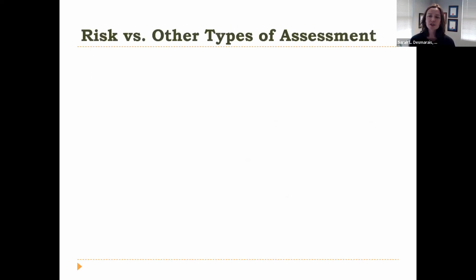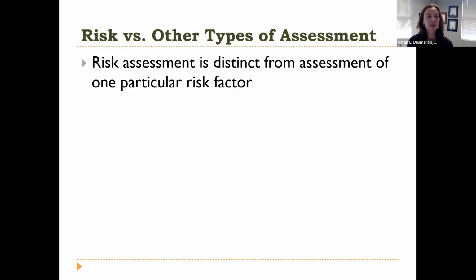So a couple other terms I wanted to get a little bit of clarity on at the beginning of my presentation is this idea of risk versus other types of assessment. When we're talking about risk assessment, and especially in this context, we're really making it distinct from focusing on one particular risk factor. Sometimes when I'm doing training, folks say, oh yeah, we do a risk assessment, and they name a mental health evaluation tool. Or, oh yeah, we do a risk assessment, and then they name a personality assessment tool. But those are all examples of one factor that is going to be included with many other factors in a full-on risk assessment.